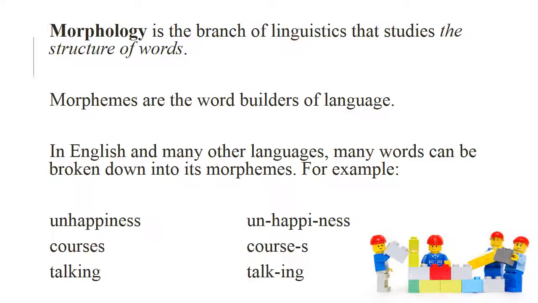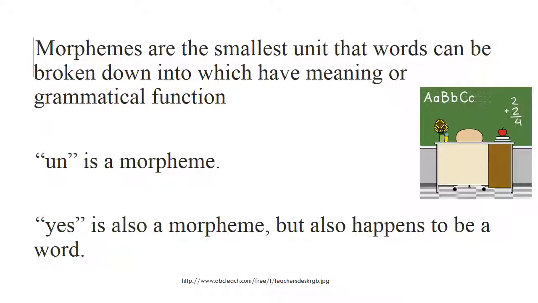Morphology is the branch of linguistics that studies the structure of words. Morphemes are the word builders of language. In English and in many other languages, many words can be broken down into their morphemes. So for the word unhappiness, we would find three morphemes. Courses and talking each have two. Why? Morphemes are the smallest unit that words can be broken down into which have meaning or grammatical function.